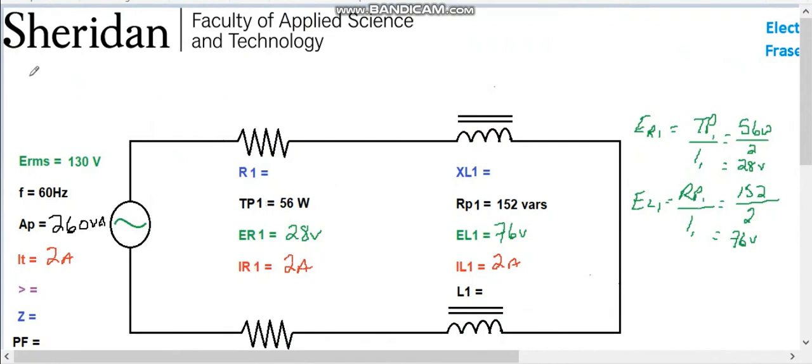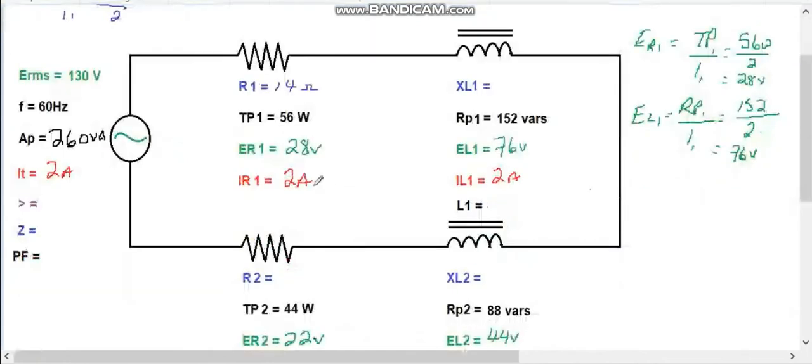Okay. So using Ohm's law, we can find R1. We can say the resistance of 1 is the voltage of 1 divided by the amperage of 1. So I've got 28 volts divided by 2. So I end up with 14 ohms for that. And resistor 2, I've got 22 divided by 2. 22 volts divided by 2 amps, so I've got 11 ohms there.